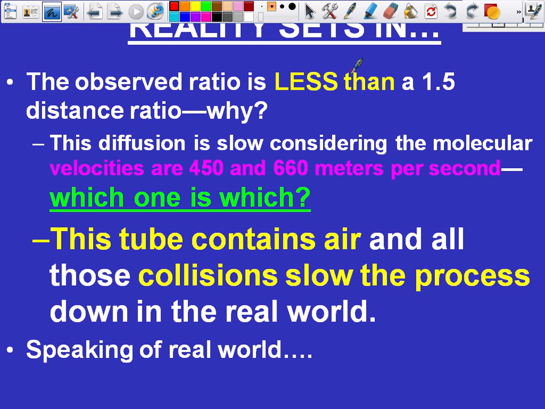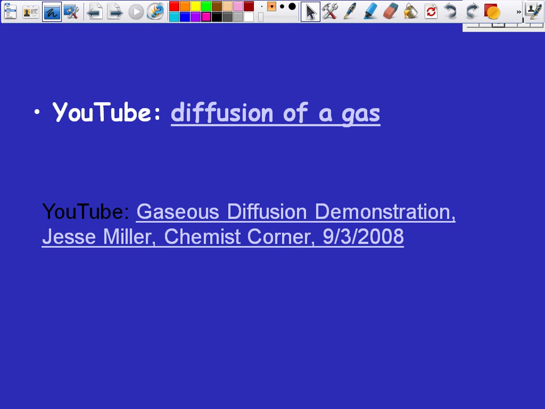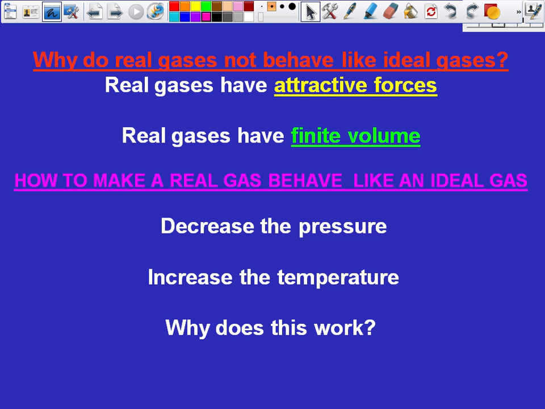So again, hopefully that makes sense to you. So an observed ratio will be less because this is real world, but if you could remove all of the air contents out, you would be much better. All right. Again, if you want to go back and look up these YouTube videos, they're pretty interesting. I don't have the ability to pull those up at this time.